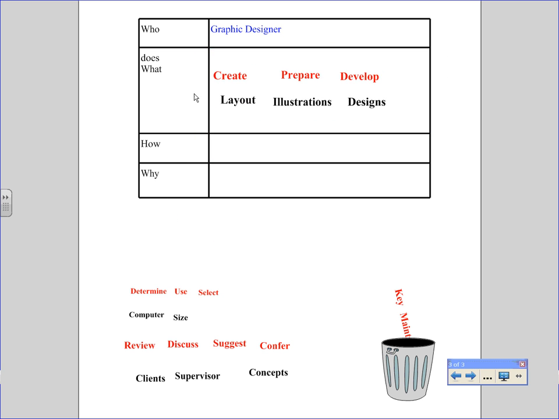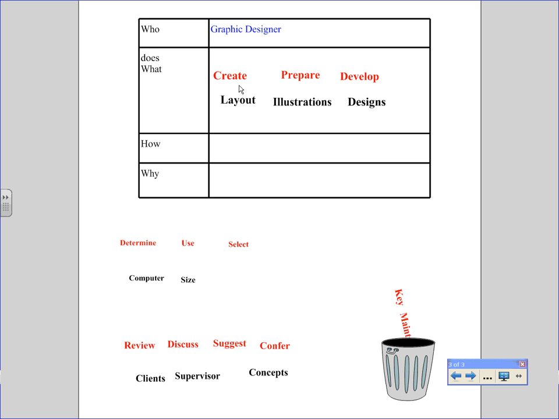Okay, so we have our first word group: create, prepare, develop, layout, illustrations, designs. That word group makes sense under the does what category. Who, graphic designer, does what? They create, they prepare, and develop layouts, illustrations, and designs. How do they do it? All right, now our second word group: determine, use, select, computer, and size.